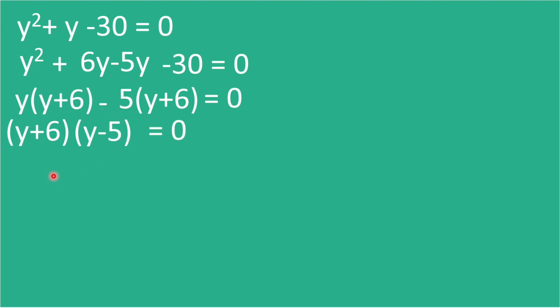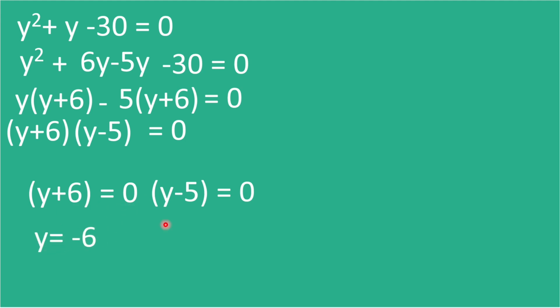And now we will compare separately these two values, that is y plus 6 equal to 0 and y minus 5 equal to 0. So y plus 6 equals 0 means that y equals minus 6, and y minus 5 equals 0 means that y equals 5. So now we have two values of y.